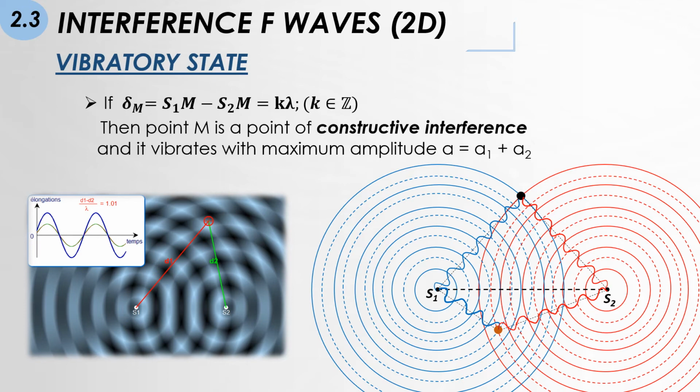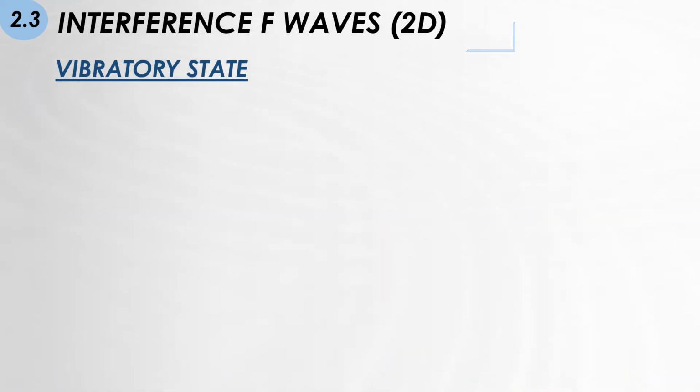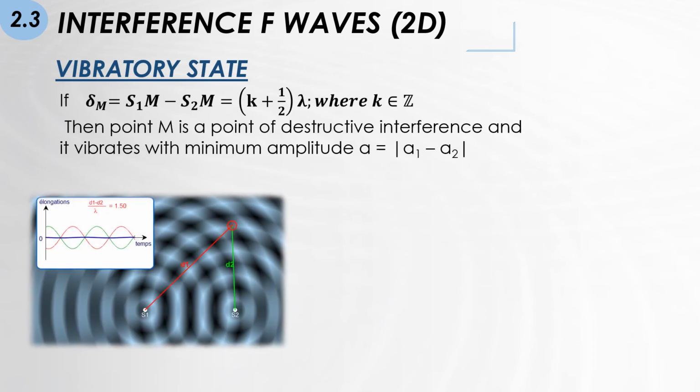The second case of vibratory state is when the path difference is equal to k plus half lambda. So it's a whole number and a half of a lambda. In this scenario, we're going to have a destructive interference, where the amplitude is the difference of both amplitudes. If you look at the figure here, the wave indicated in blue is almost zero. It has no amplitude, because as we said, green and red have equal amplitudes.